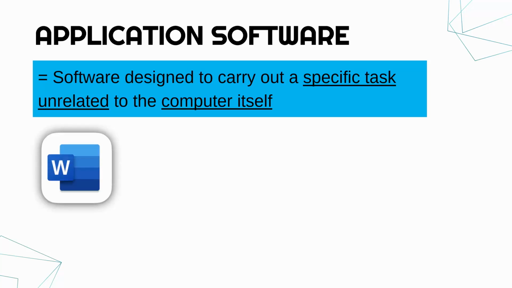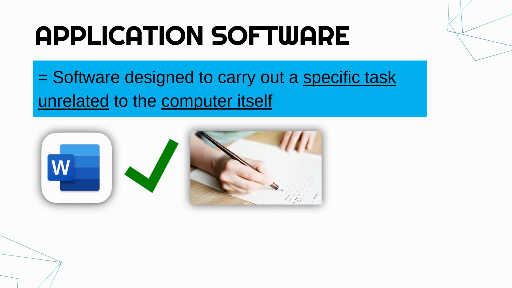Which might sound a little bit counterintuitive, but for example, Microsoft Word, a word processor, is an example of application software because you could do the jobs on Word on paper, right? Writing a document, you could do on paper. You don't need a computer necessarily. It might be very useful, but you don't need a computer to do it.